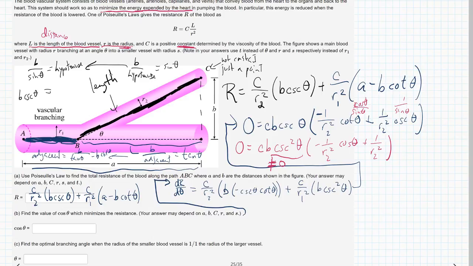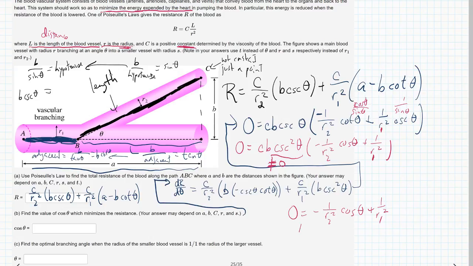And so we get 0 equals negative 1 over r2 squared cosine theta plus 1 over r1, or I switched them up. Which one was r1? Sorry about that. I should have had r1 squared. I kept on writing r2 in the wrong spot. So those are r1 squareds. Okay. So move that over to the other side.